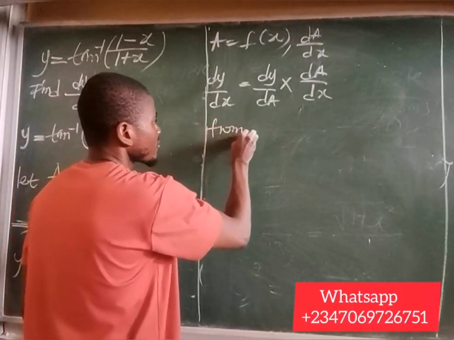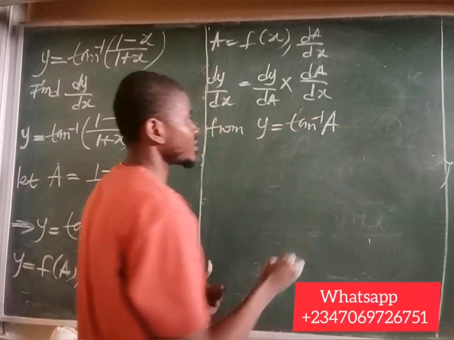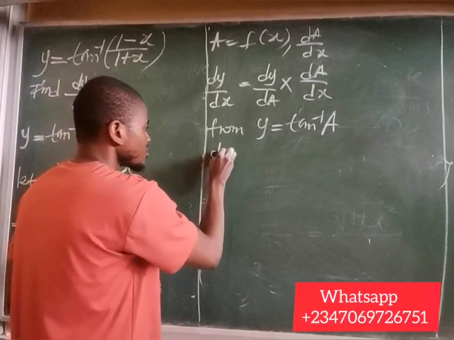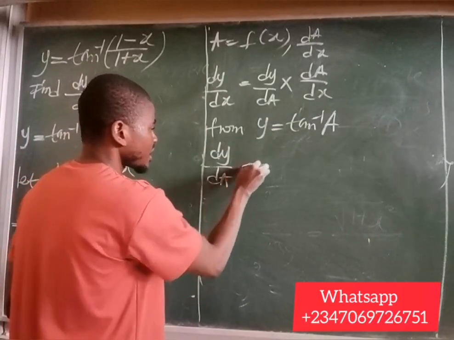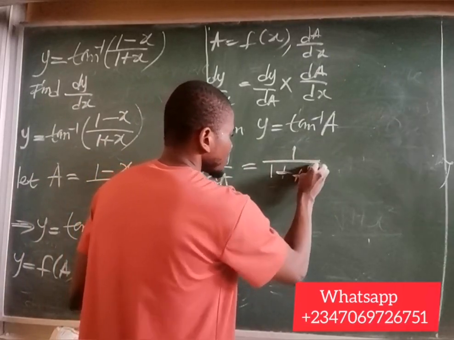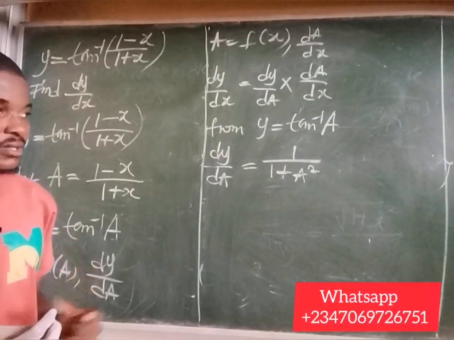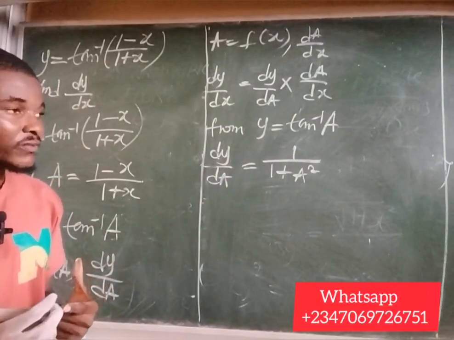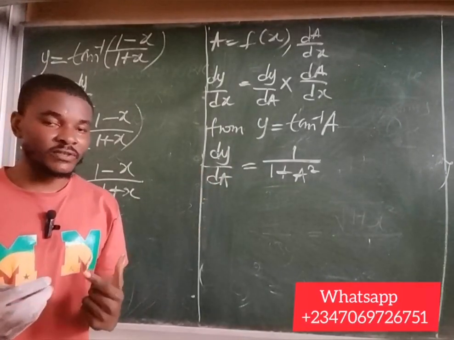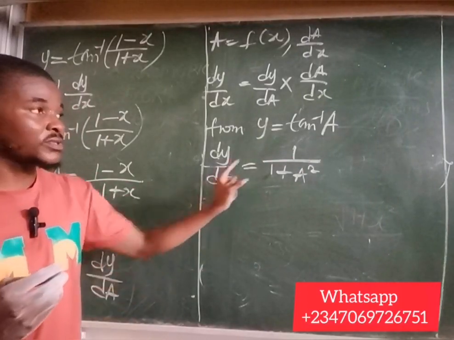From y equals tan inverse of a, we've already proven this in the previous video. We can simply find dy all over da, and this will simply give us 1 all over 1 plus a squared. So we can have this when we differentiate the tan inverse of a. It will give us this expression. We've done that in the previous video. Please look up the previous videos for inverse trig function differentiation to properly understand how we got this derivative.